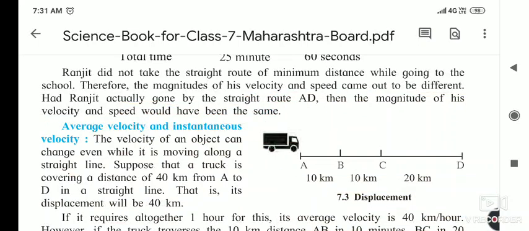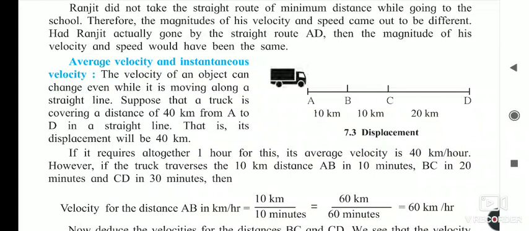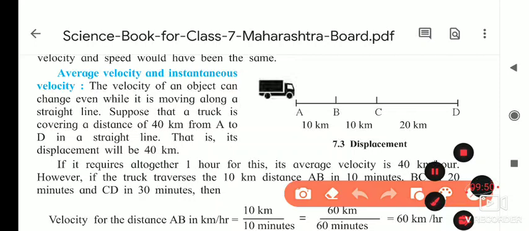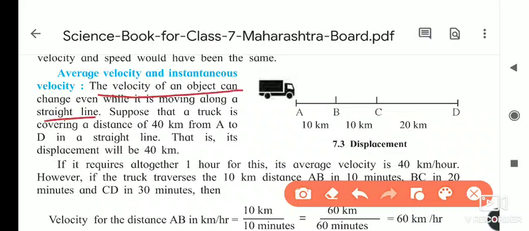Okay. Now the next point is average velocity and instantaneous velocity. What is velocity? Average and instantaneous velocity. For that, here they gave us one example. The velocity of an object can change while it is moving along a straight line. What they told you is, the velocity of an object can change even while it is moving along a straight line. If that vehicle is moving along a straight line, then also its velocity is changing. Suppose that a truck is covering a distance of 40 km from A to D.